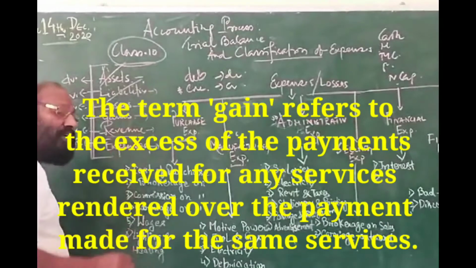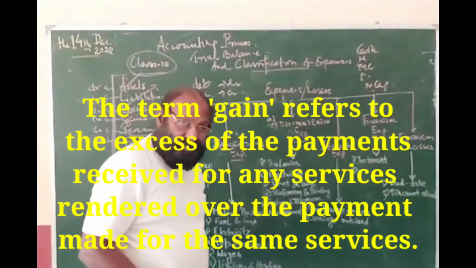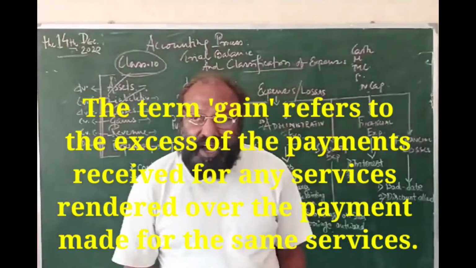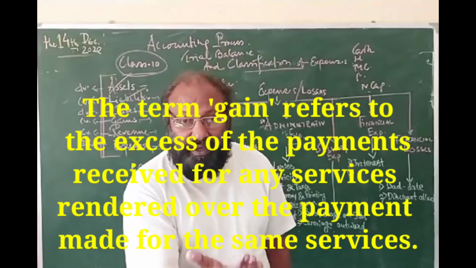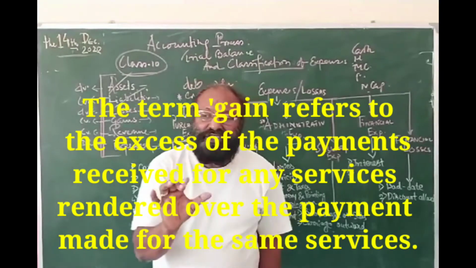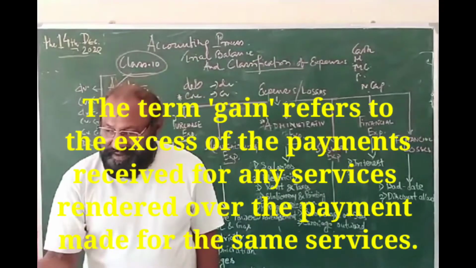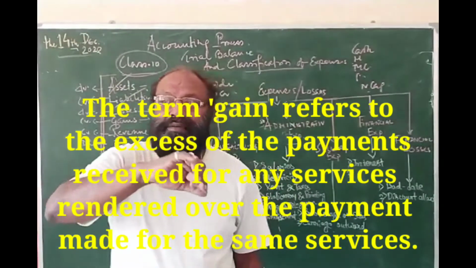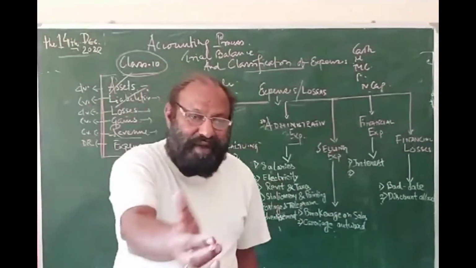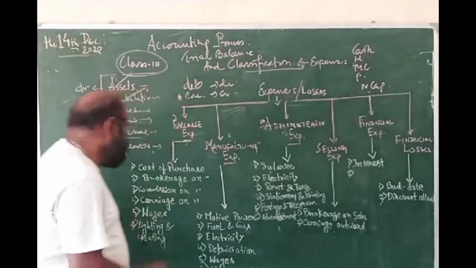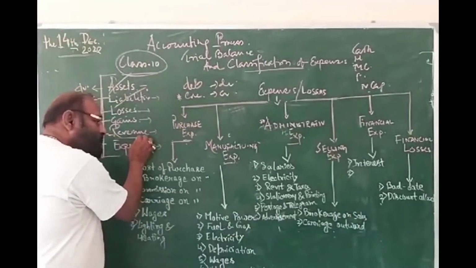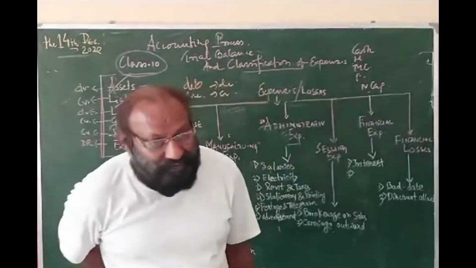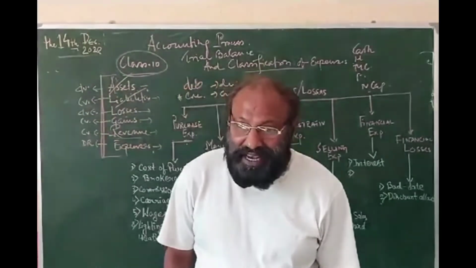What is revenue? Revenue is the amount generated out of my trading activities. I am running a hotel selling chilli chicken, chow mein and fast foods. The amount I get every day out of the sale of my products is known as revenue. Basically, revenue refers to sale proceeds. Are you getting me? Revenue refers to sale proceeds.